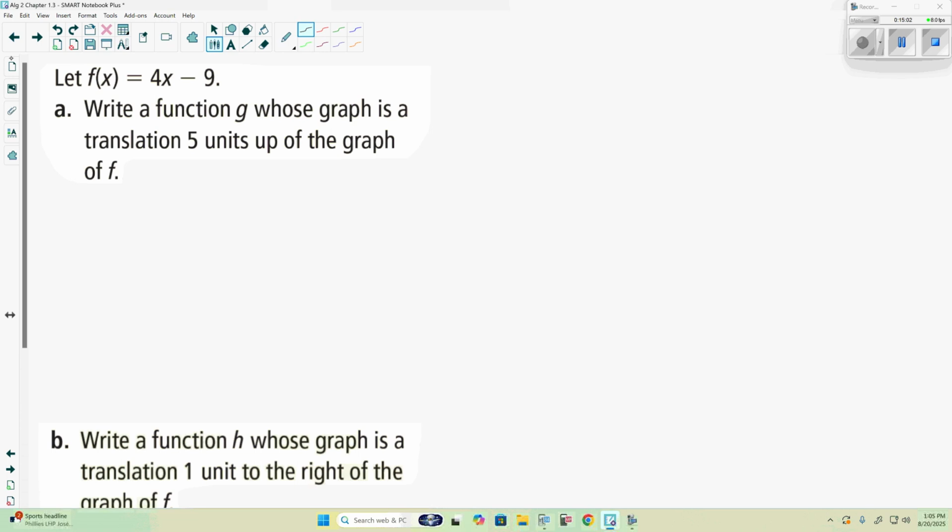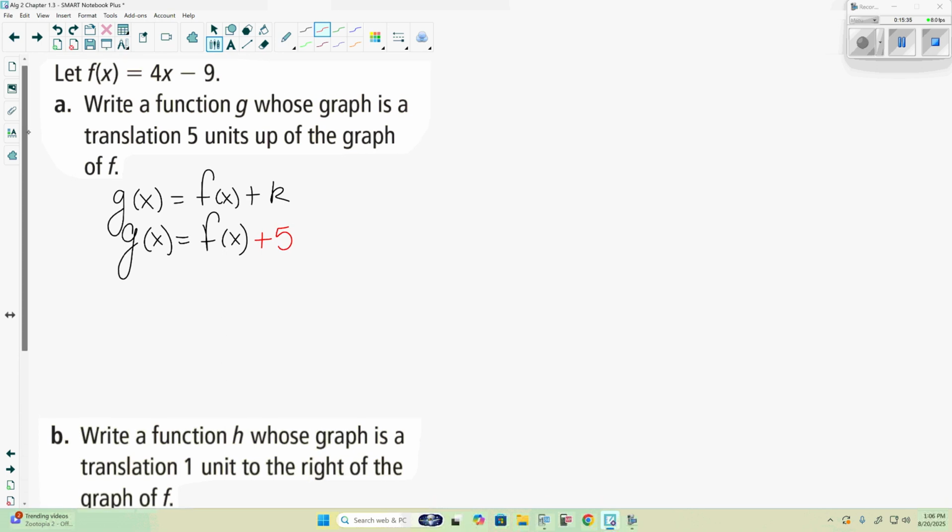f of x equals 4x minus 9. Write a function g whose graph is a translation 5 units up of the graph of f. So g of x would equal f of x plus k. Well, what would our value of k be here? 5. Would it be positive or negative? Positive. So we would say plus 5 because we're moving it up 5.